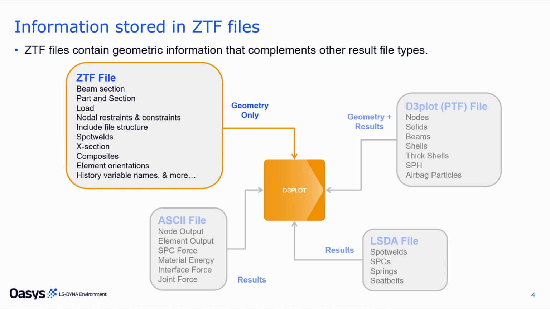It contains a wealth of data to provide this context, including model details on beam sections, applied loads, nodal constraints, as well as part and section data. They also contain specific data on spot welds and composite material layouts, essentially acting as a detailed reference guide to your model.